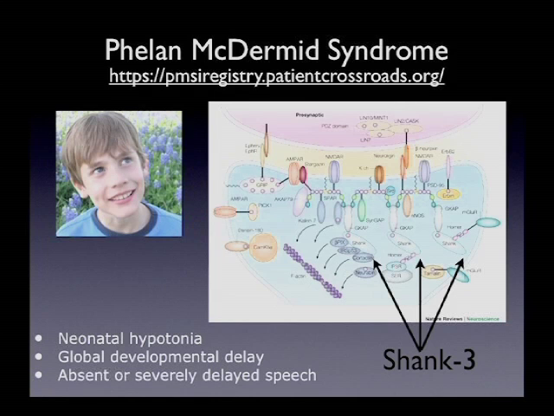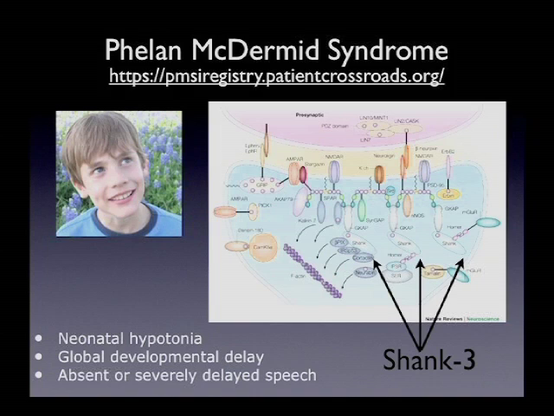Okay, so for the last 2 or 3 minutes, I'm going to tell you about kids with Phelan-McDermid syndrome. So these kids have another kind of autism. They have neonatal hypotonia, they have global developmental delay, and they have absence or severely delayed speech. And they have a mutation on chromosome 22.